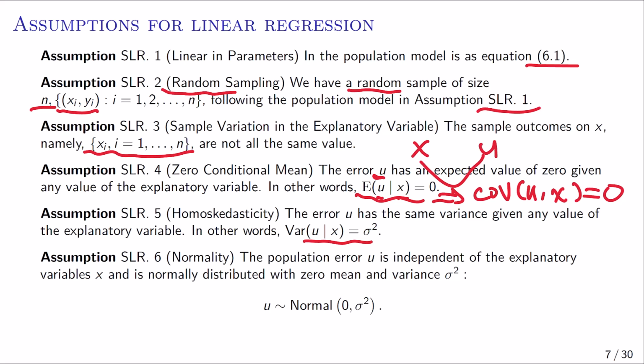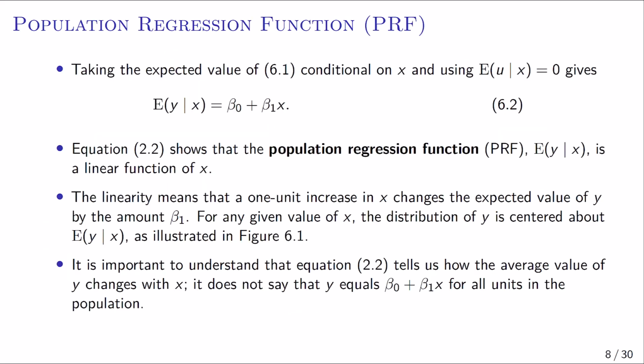And the last one is about normality. So we assume this error term is also normally distributed with mean 0 and variance sigma squared. And here is even one step further, to say u is independent of the explanatory variable. If we say two variables are independent, it's even stronger than saying these two variables are uncorrelated. With these 6 assumptions, then we can do something.